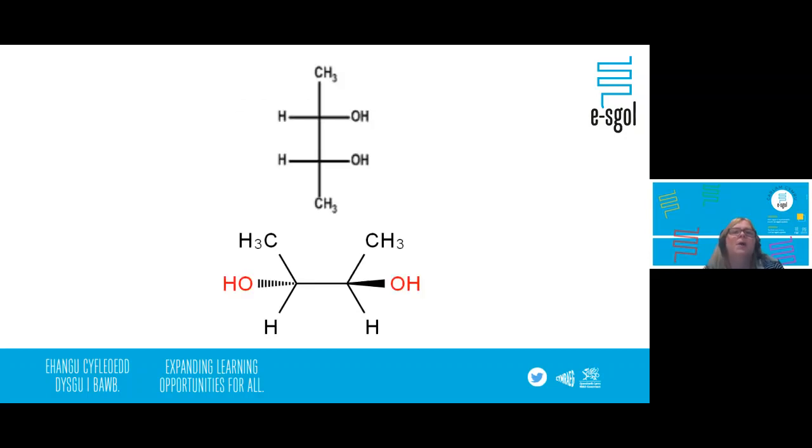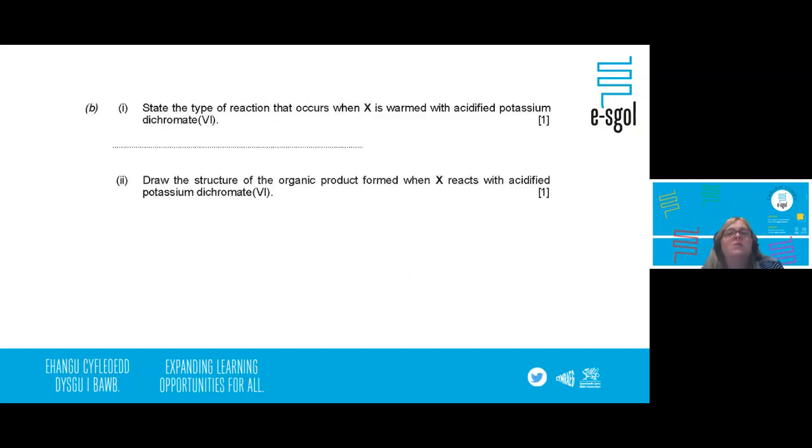Okay, right. Say the type of reaction that occurs when X is warmed with acidified potassium dichromate. I've said it quite a few times. It's an oxidizing agent, so it's oxidation.